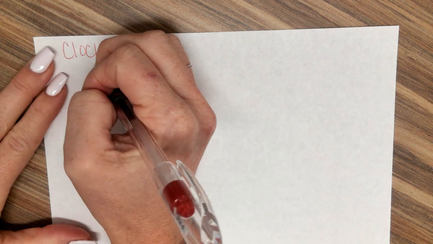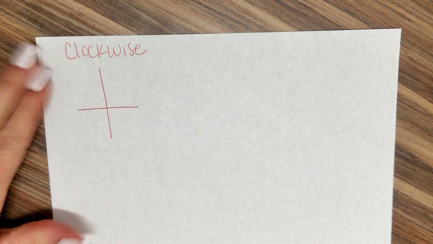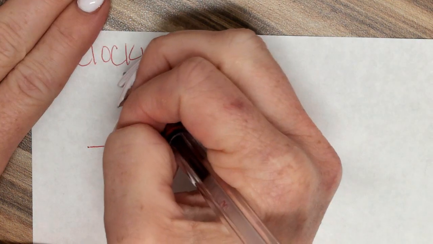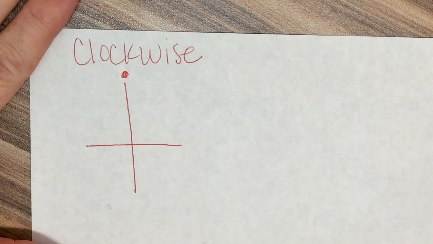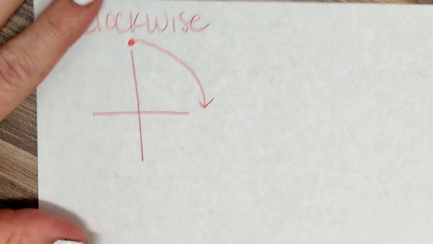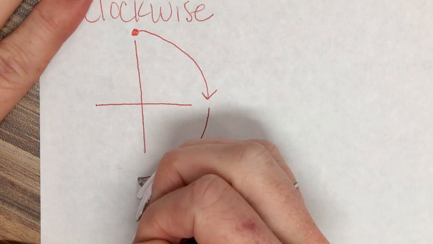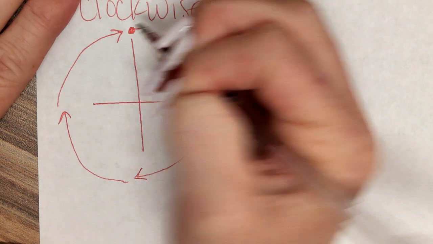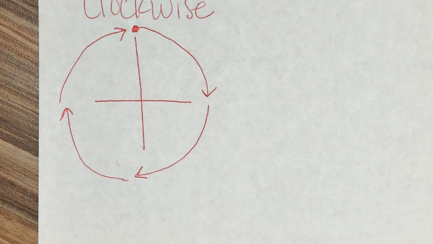So I want you to draw a very small coordinate plane. I want you to put a dot at the top, like where 12 o'clock would be. And I want you to draw an arrow this way. Then draw another arrow, and then another arrow, and another arrow. That is how a clock moves. Y'all have seen clocks, yes? That is called clockwise. And you need to know this in life. People will say move clockwise, and you need to understand that.